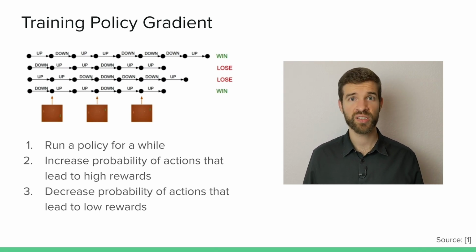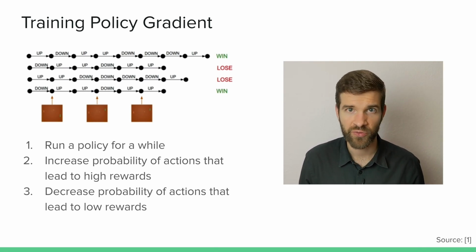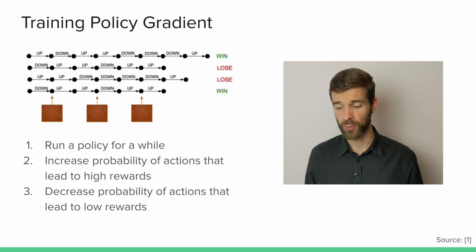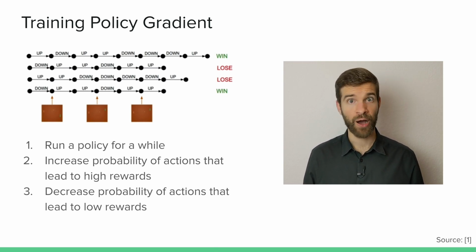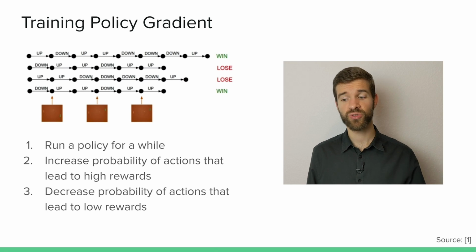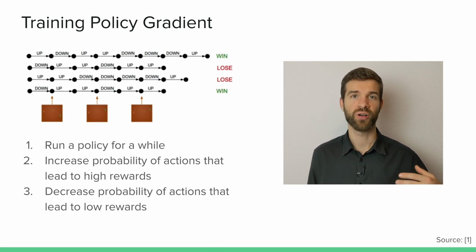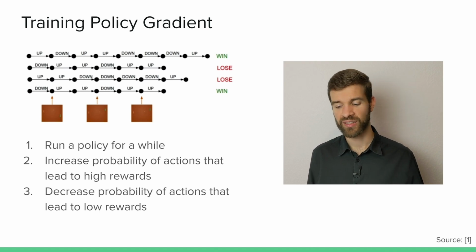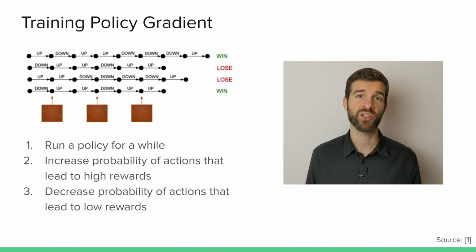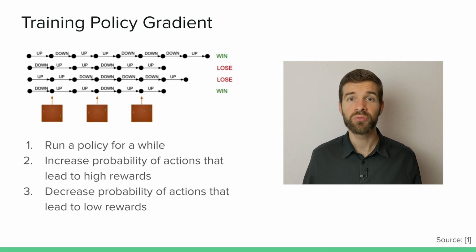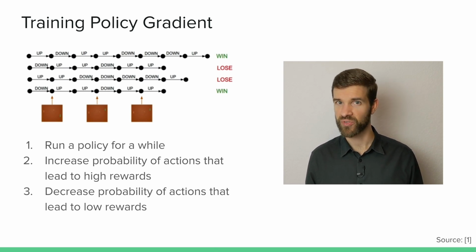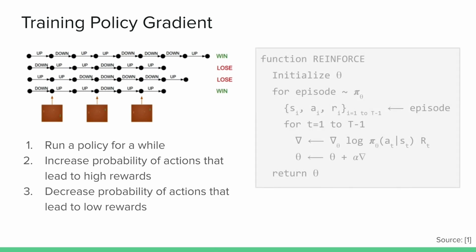So we run the policy, whatever initially we've come up with, for a while, and then our learning process would try to increase the probability of all those actions that led to a higher reward and decrease the probability of all those actions that gave us a low reward. Sounds quite obvious, I think. So how does this look in code or in pseudocode?